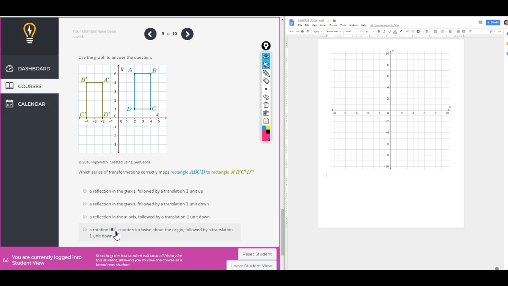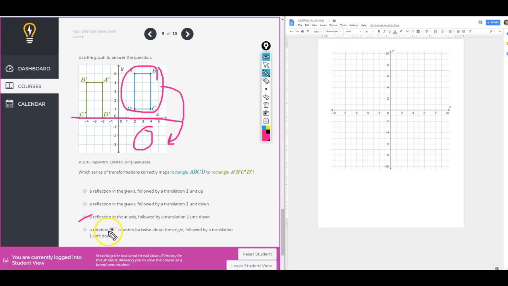Okay, so I'm going to first look at where it's located. Since it's located across the y-axis, I know there wasn't a reflection about the x-axis, because if there was a reflection about the x-axis right here, this whole image would end up on this side over here. So I know it's not a reflection in the x-axis.